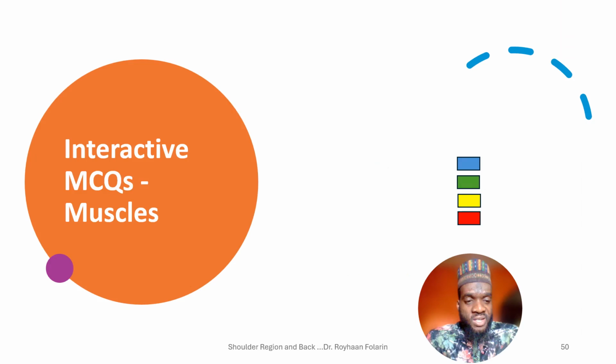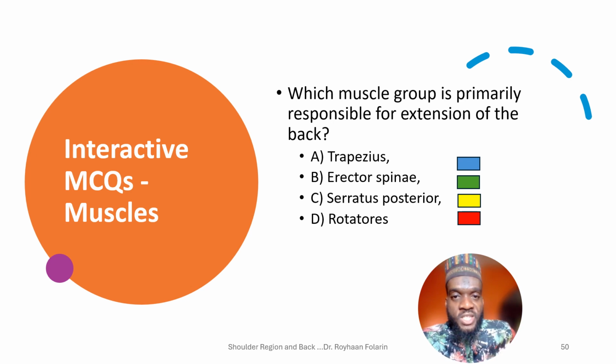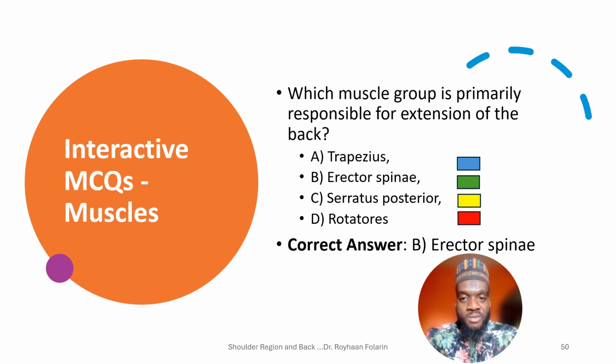So it's time to check again before we conclude how far we are coming along. Which muscle is primarily responsible for the extension of the back? Can I see your card? 1, 2, go. Is it the trapezius, the erector spinae, the serratus posterior, or the rotatores? Which card have you flipped? Congratulations if you flipped the green card, because here it's the erector spinae muscle that contributes most amongst these muscles towards the extension of the back.